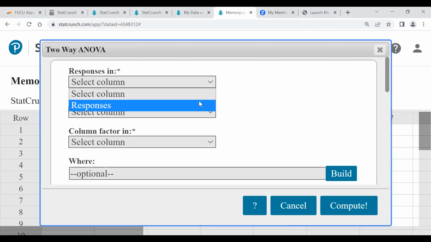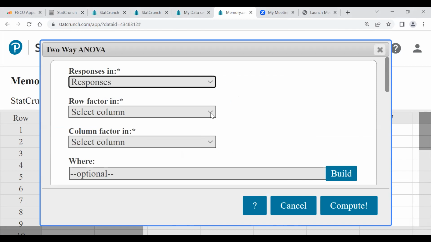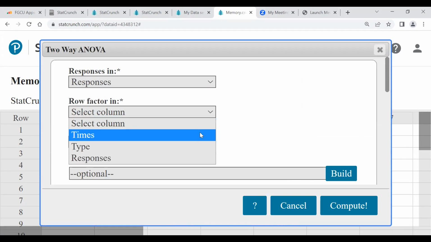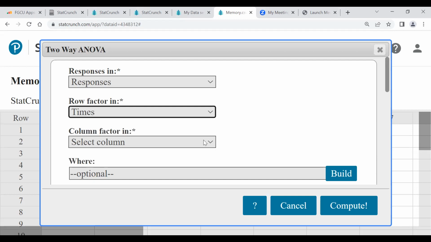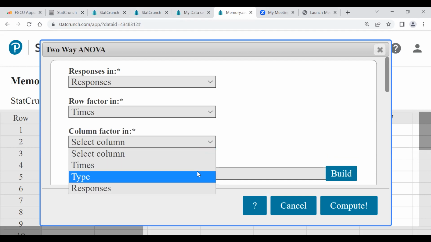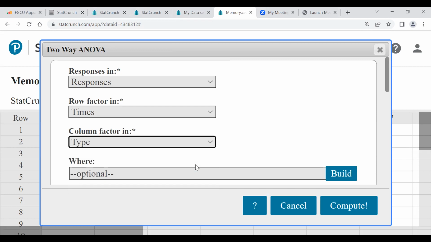Responses are the responses column. Row factor was the number of times. Column factor, the type. Is it a word? Is it a picture? What was the conclusion last time? There was no evidence.